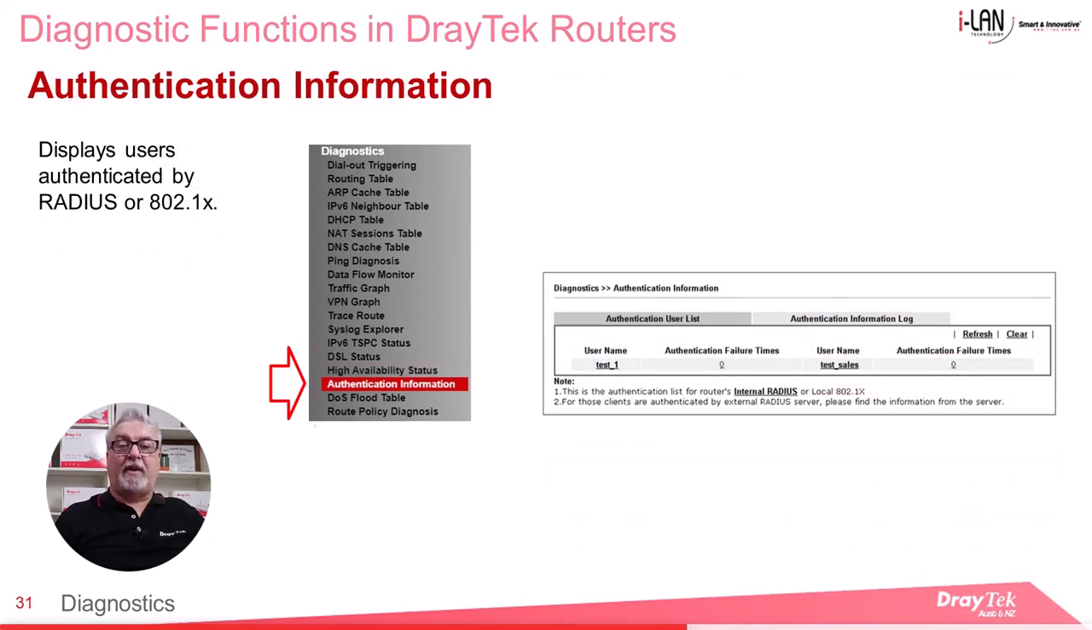In the Authentication Information page, we can see which users have been authenticated by Radius or 802.1x. There's two tabs on this page, the first being the Authentication User List, which displays details of users who have been authenticated. The other is the Authentication Information Log, which, true to its name, displays the complete authentication log information.